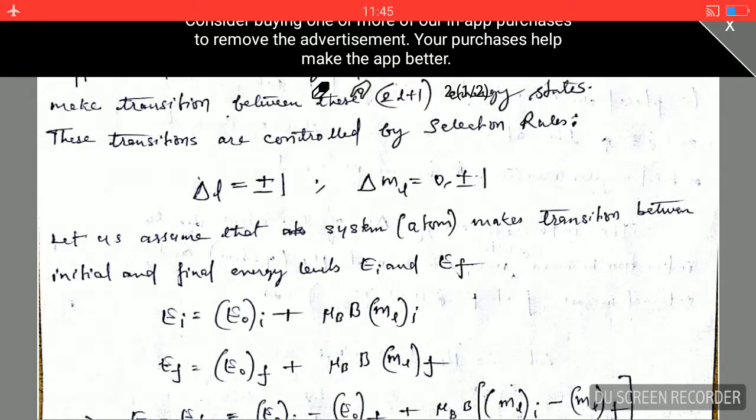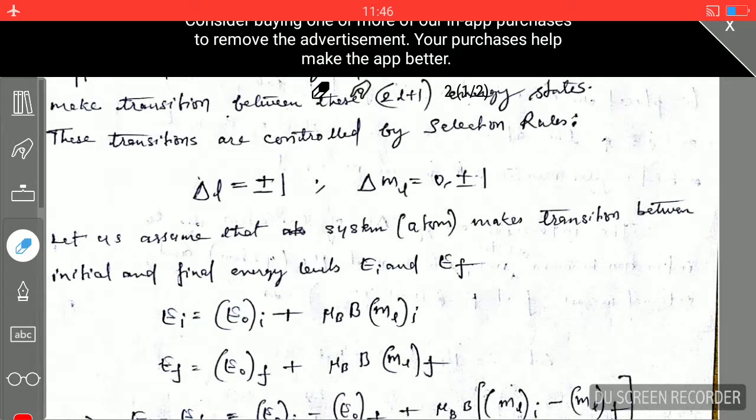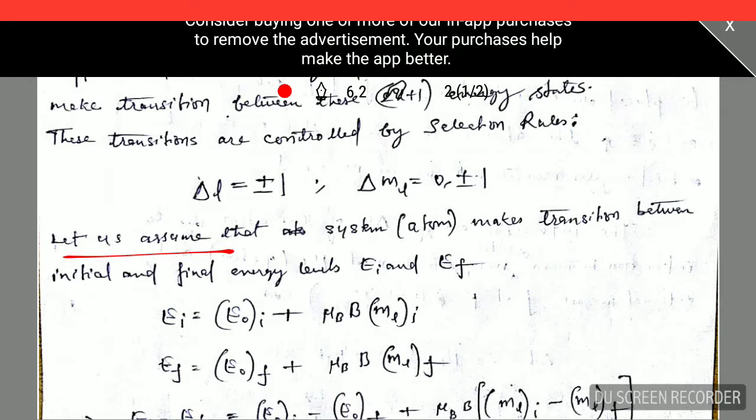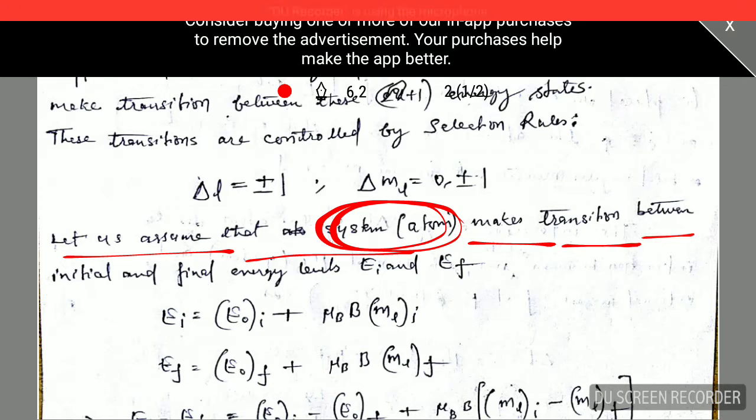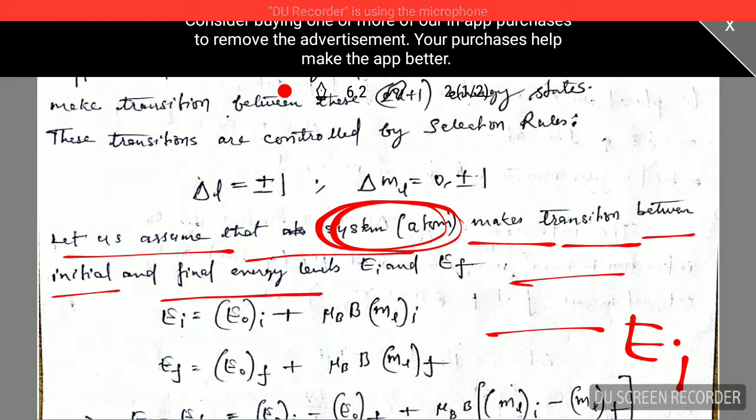Now, in order to explain how the transitions actually come and how the splitting actually happens in the normal Zeeman effect, let us take some examples. Let us assume that the system, that is our atom, makes a transition between an initial and a final energy level. We have two energy levels: EI, the initial energy level, and EF, the final energy level.